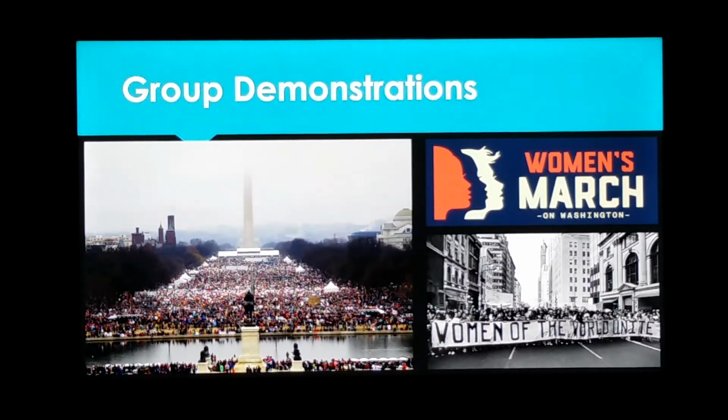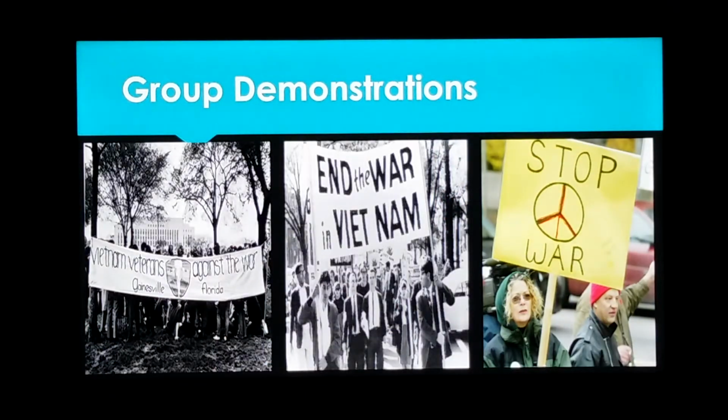Other demonstrations, here's the Women's March in 2017. Millions of women marched all around the world. One of the bigger ones here in D.C. as well, but all over the country, all over the world. Other examples, here's some anti-Vietnam War picketers and marchers. And then this one on the right is just against war in general.